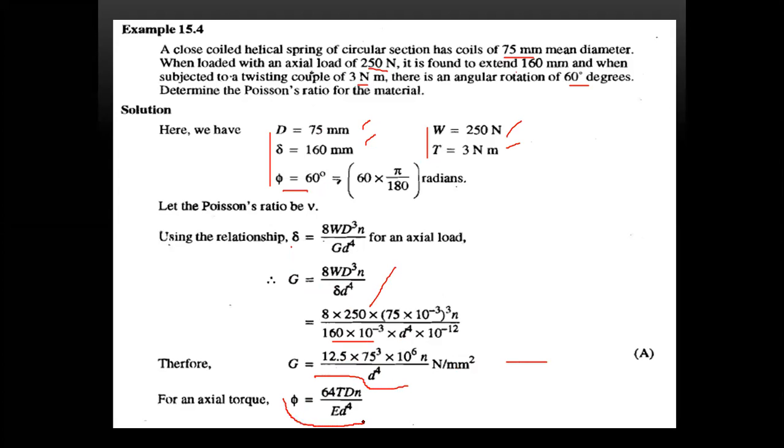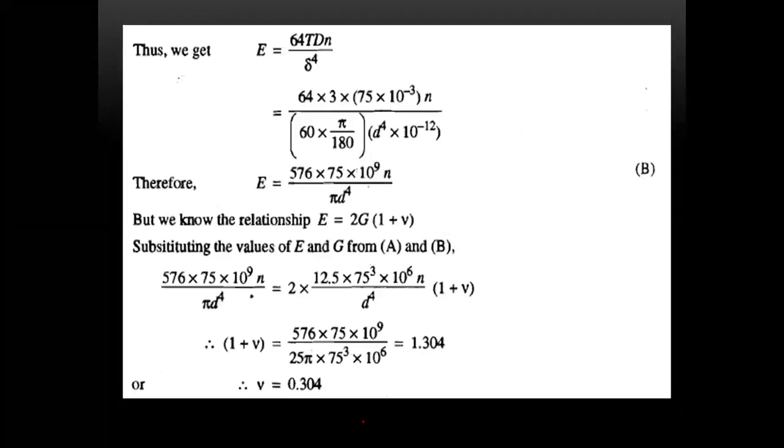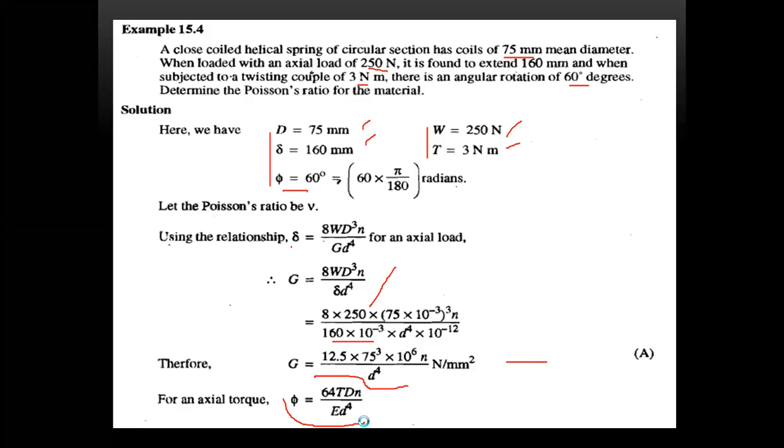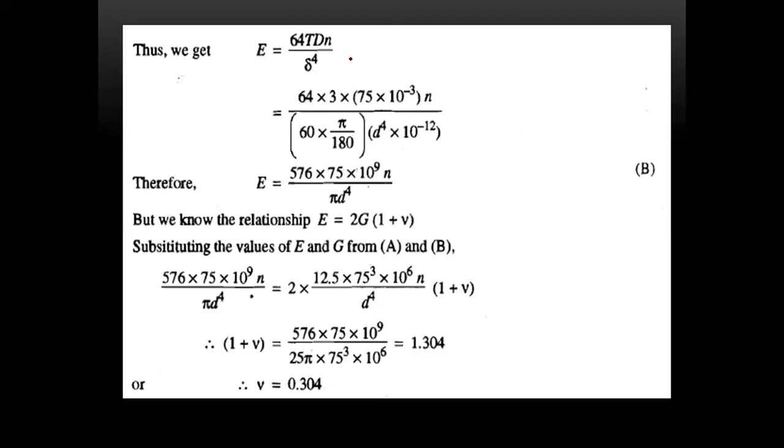The torque formula: 64 into T into D into small n divided by capital E into d to the power of 4. Now if we take E aside, this is the thing you will get. So substitute 64 into twisting 3 into D into n divided by this one. So E value is, this is B.